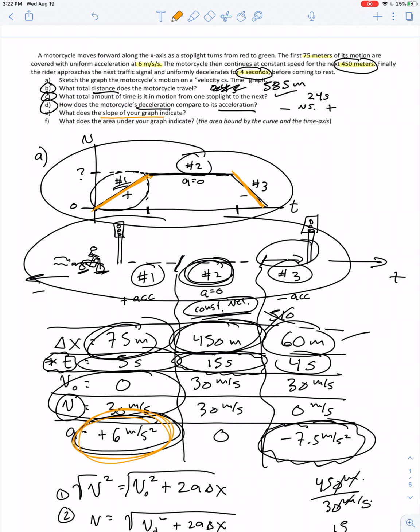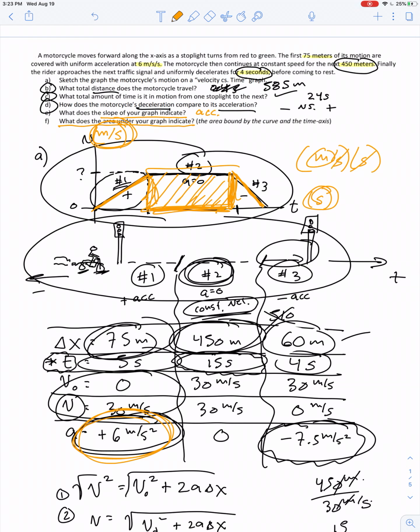What does the slope of the graph indicate? Acceleration. What does the area under the curve indicate? Well, the vertical scale is in units of meters per second, and the time axis, of course, is in seconds. So if we were to calculate an area, like this central rectangle of the area under the curve, we could get that by taking a length multiplied by a width, but that would just be multiplying units of meters per second times seconds, and a meter per second multiplied by a second leaves you with meters, so the area under the curve represents distance.